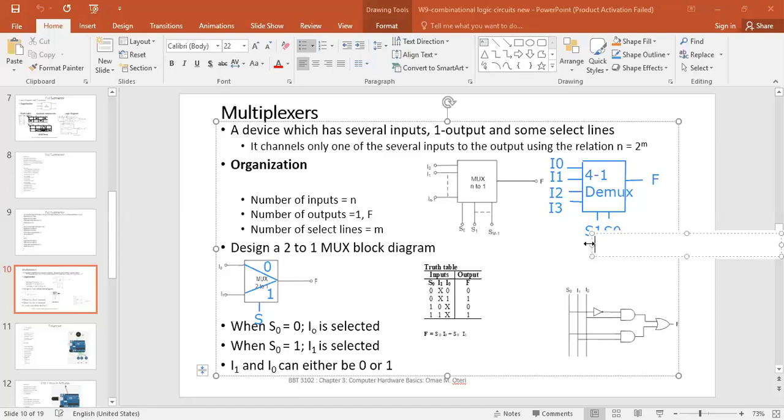So please note that the explanation is given here, that when S1 is zero and S0 is zero, which input will be selected? I0. I0 will be selected, that's very correct. So if you move down, what do you put there? You put 0, then you put 1. Which one will be selected? I1, that's correct. Then what do you put next?